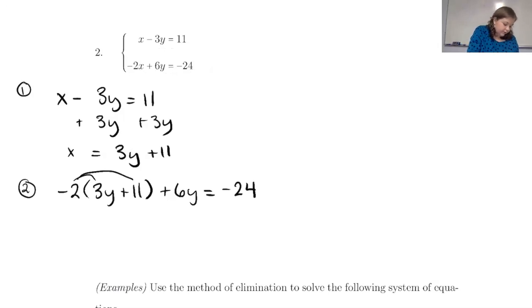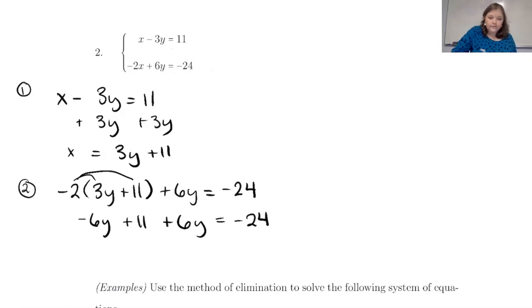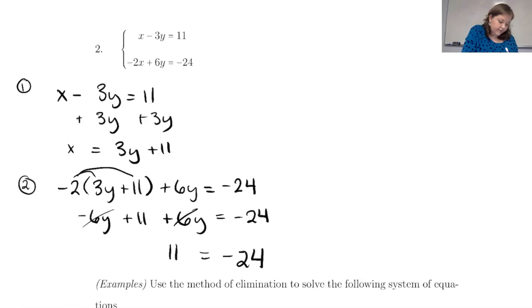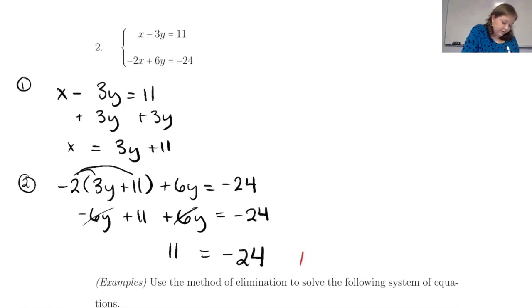So I'm going to distribute this negative 2. You get negative 6y plus 11 minus 6y equals negative 24. Sorry, plus 6y here. So now this minus 6y and plus 6y can combine and they end up canceling each other out. So we are just left with 11 on this side, but that means that we have negative 24 on the other side. And we know 11 is not equal to negative 24, so this is definitely not true.